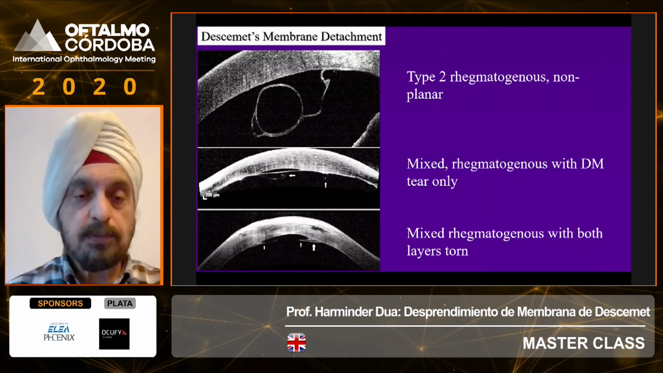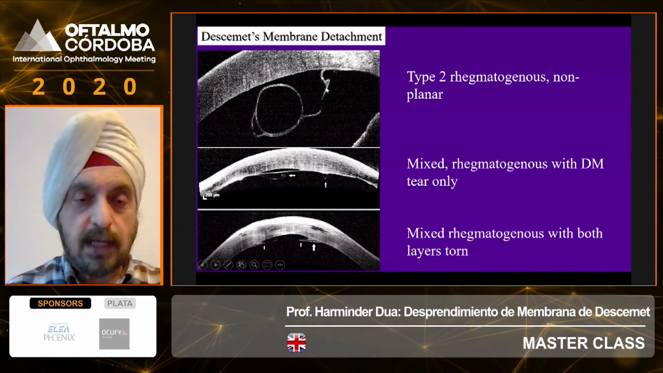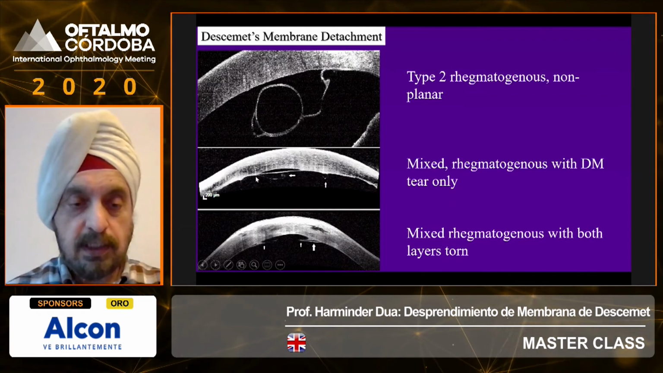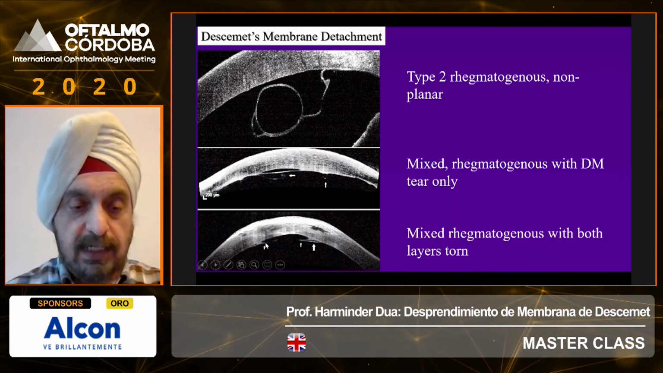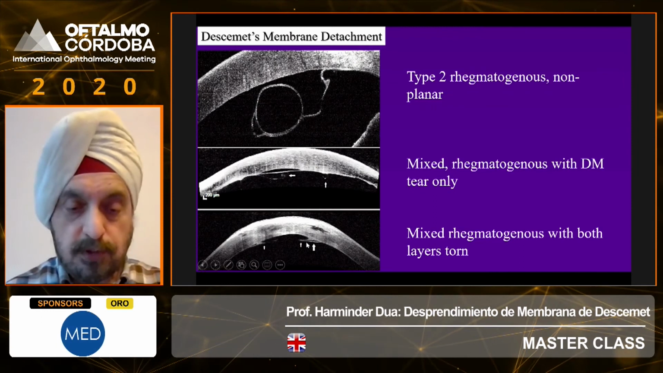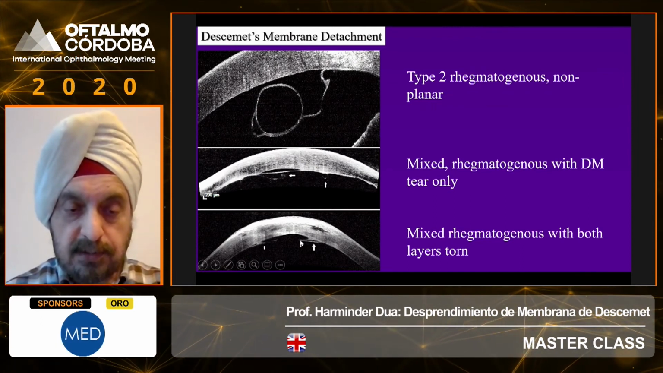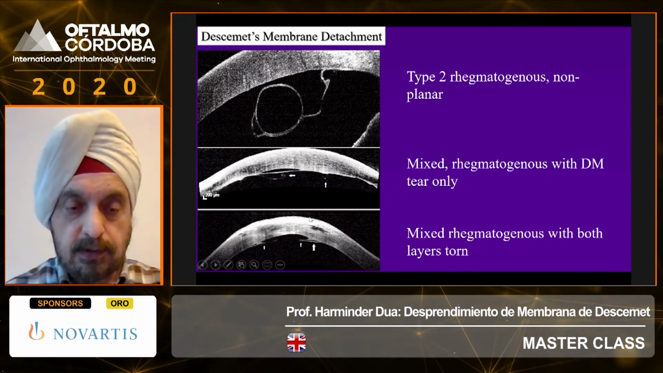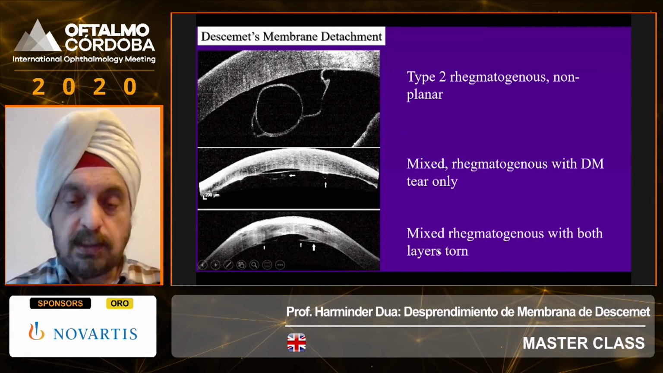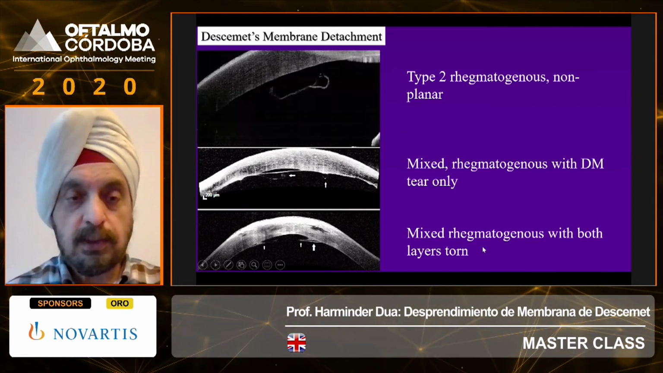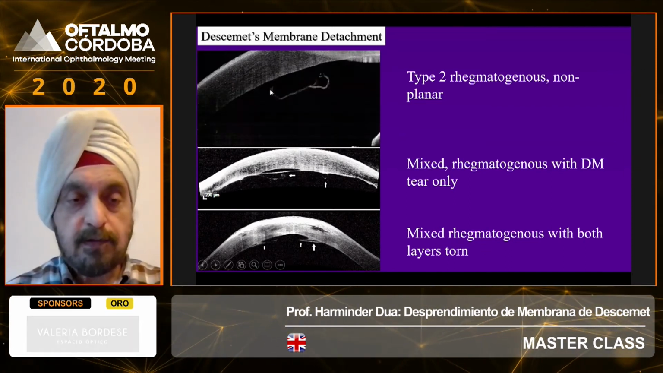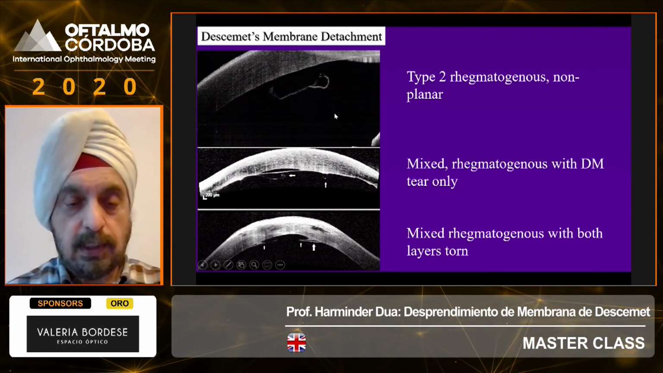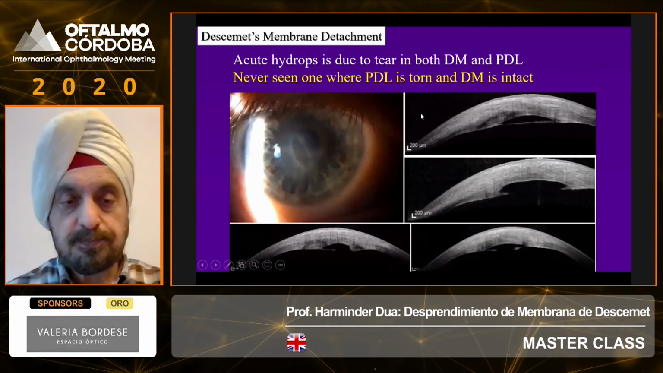And here are other examples of rhegmatogenous. Here the type 2, the Descemet's has torn and it curls with the endothelium outside. Here again, like I showed you before, and here in acute hydrops, you see both of them are torn. So here's the pre-Descemet's layer, here's the Descemet's membrane, and there's a tear in both of them, and then you get this acute hydration of the inside of the cornea or the corneal stroma. Here's another example of a rhegmatogenous type 2 detachment where only the Descemet's membrane is torn and it has curled.